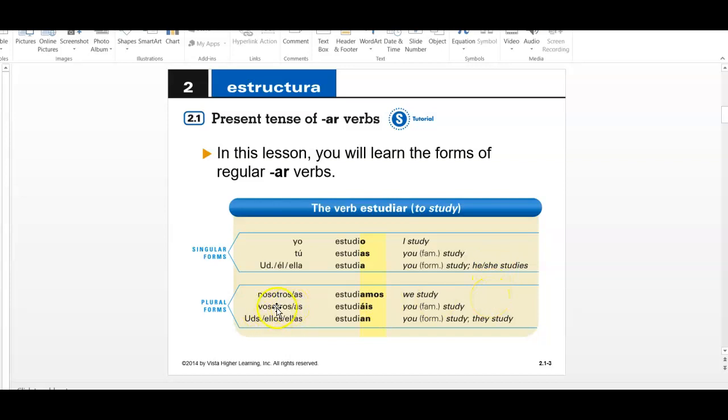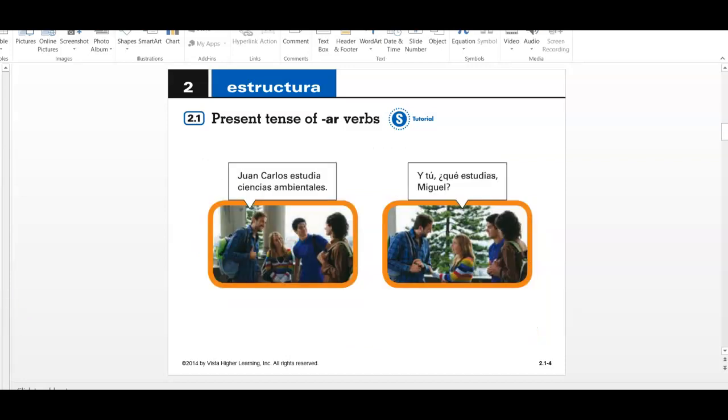We do not do that, okay? So I didn't put a spot in your notes for that. So we skip that one. And then you have ustedes, ellos, and ellas ends in AN. Okay, so those are your endings for all AR verbs in the present tense.